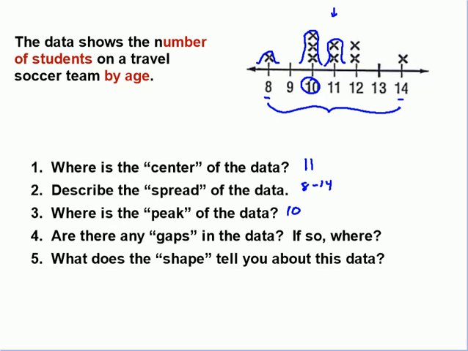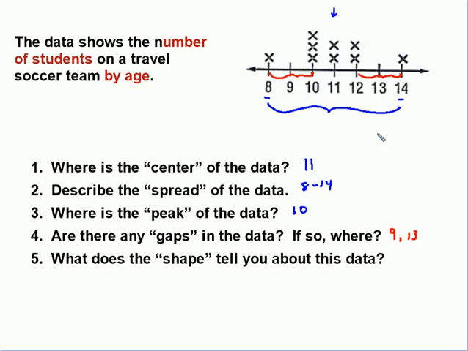Now, are there any gaps in the data? Let me get rid of some of the drawings here. Is there any gap in this data? A gap is just an open place. Now when you look at this, you can see there are a couple of holes here. Right over here, for example, is one hole between 8 and 10. So 9 is one gap. And then there's a gap at 13 here. There's no X above this one. So there is a gap. There are two of them, in fact, at 9 and 13.